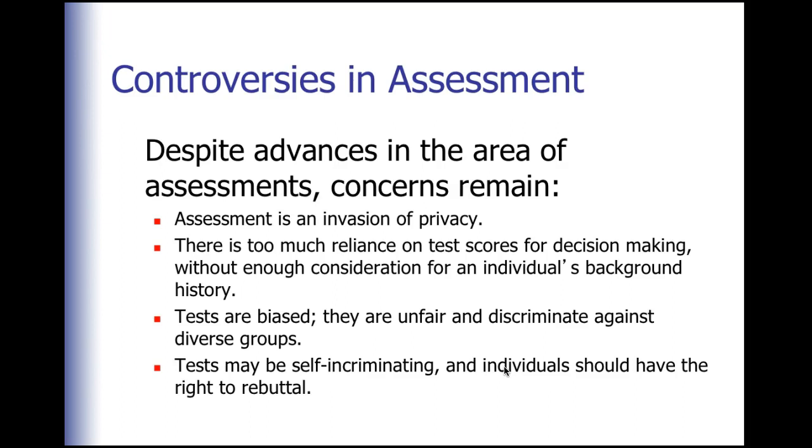The third problem is tests are biased, and they are unfair and discriminate against diverse groups. So if tests were an objective measure of ability, aptitude and achievement, why do middle-class Caucasians outperform disadvantaged groups? Tests may be self-incriminating, and individuals might have the right to rebuttal. So what does that mean? People can get labelled as a result of assessment, and this at times can be damaging.